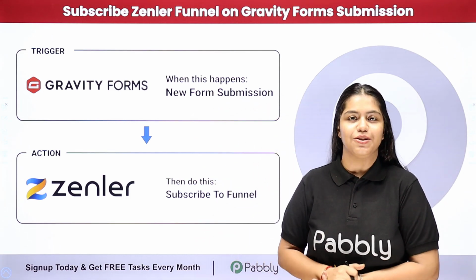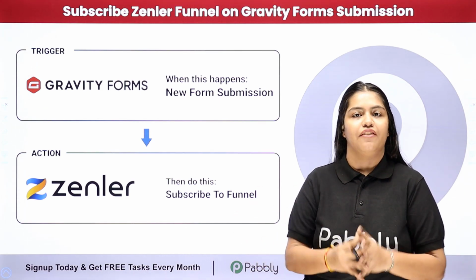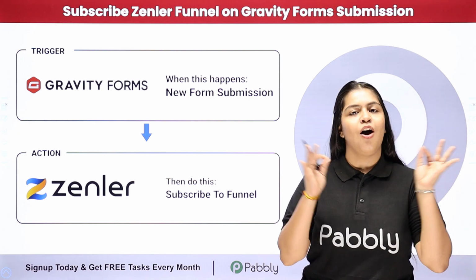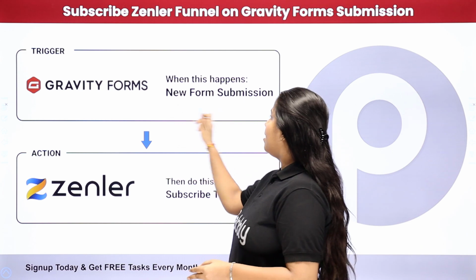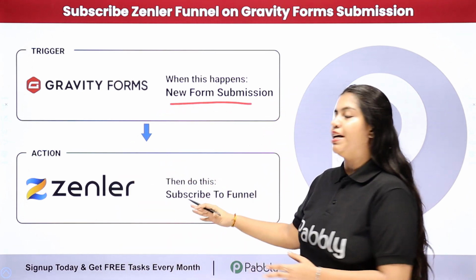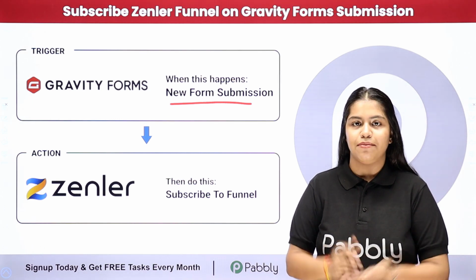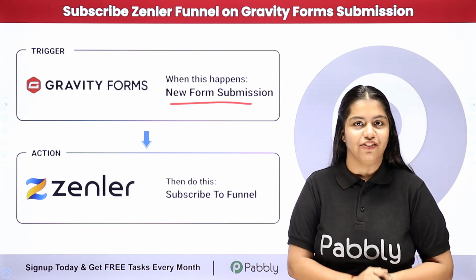So over here I'm running an edutech company and we regularly conduct webinars, and we use Gravity Forms to collect the registrations of these webinars. Now what I want is that as soon as we receive a new form submission in my Gravity Forms, automatically a subscriber should be added in my Zenler Funnel, so that we can send marketing emails and further emails automatically without any manual efforts.